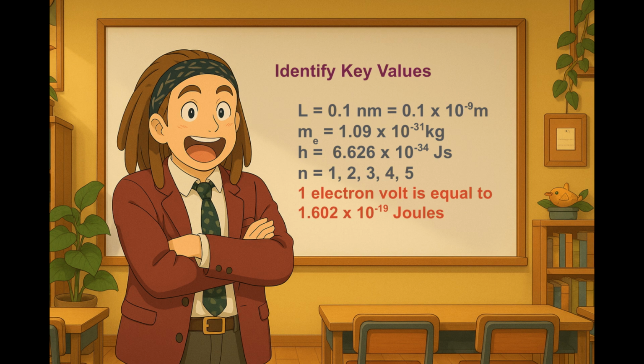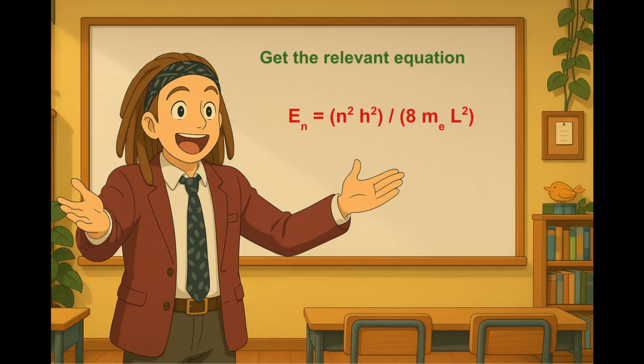Finally, we need to convert our energies to electron volts, or eV. Because these are very small energies, an eV is a much more convenient unit for atomic and subatomic scales. 1 electron volt is equal to 1.602 times 10 to the negative 19 joules.